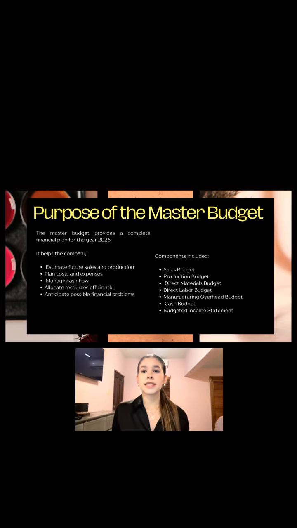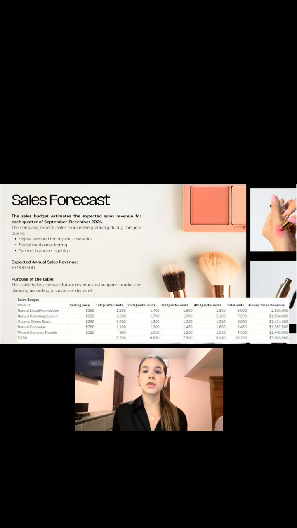This slide also presents the main components included in the master budget. First, the sales budget estimates sales revenue. The production budget calculates how many units need to be produced. The direct material budget estimates the raw materials required for the production. Then, the direct labor budget calculates labor costs. In addition, the manufacturing overhead budget includes indirect production costs, and the cash budget controls cash inflows and outflows. And the budget income statement shows the projected profit of the company. All these budgets work together to help the company to maintain its financial organization and support future growth.